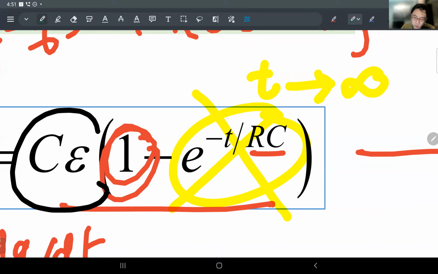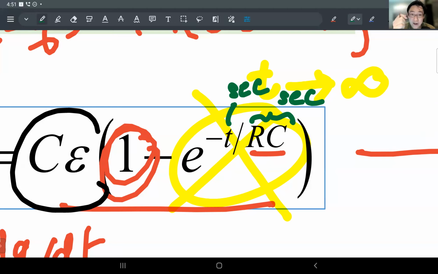Because now you already knew that this is in seconds. So that means the RC over here must be the unit of seconds as well. So isn't that cool? Your resistance R multiplied by the farad of the capacitance gives you time. Okay. RC gives you time. So with the form of the function, it looks like this, right?